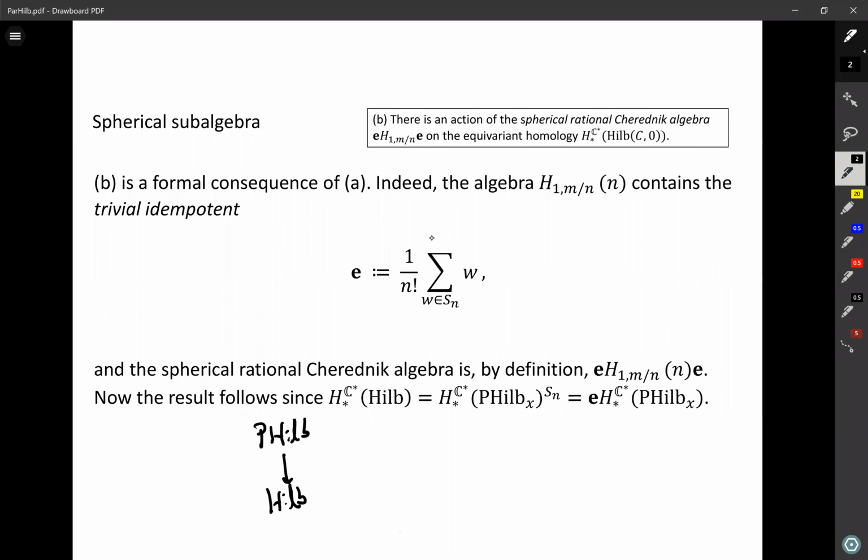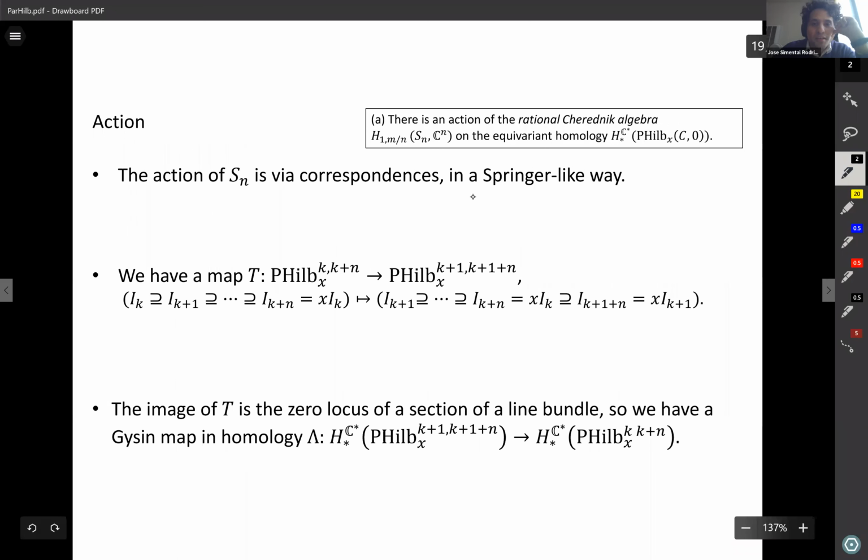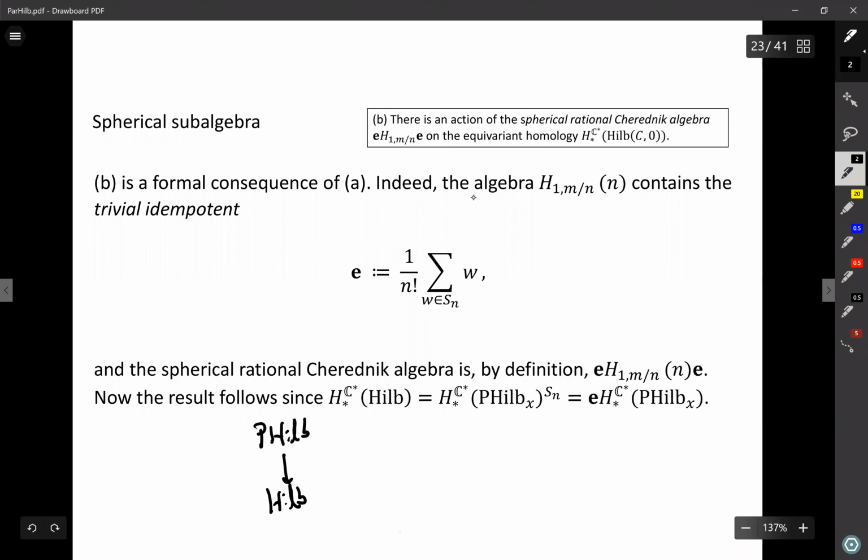Can I ask a question? Yeah. You said that this identifies cohomology of Hilb with some invariants inside the cohomology of P Hilb. Invariants with respect to what? Oh, we have the action of Sn that belongs to the theoretic algebra, right? We have an action of Sn via correspondences. So it acts on homology of P Hilb, but it doesn't act on P Hilb itself. It's like Springer theory. I see. Good. Thank you. Okay. Any other questions before I move on?